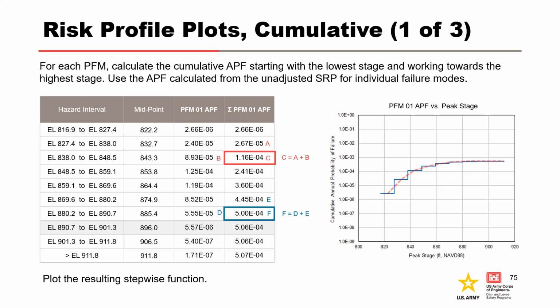Technically, this plot is supposed to be plotted in stepwise fashion, but that can be a bit of a hassle. If you have enough partitions, you can just plot the cumulative APF versus the midpoint of the hazard intervals. It will communicate essentially the same information, but it's much easier to create.